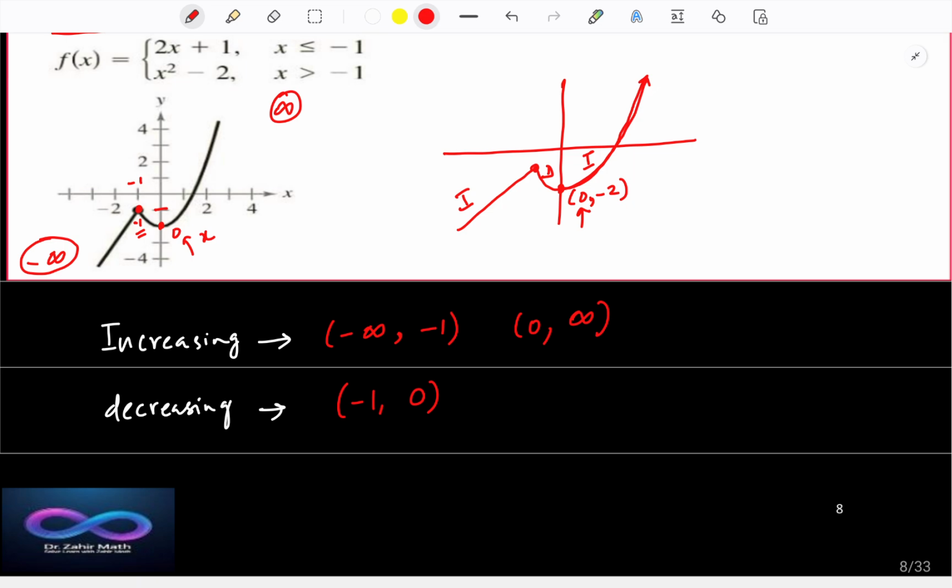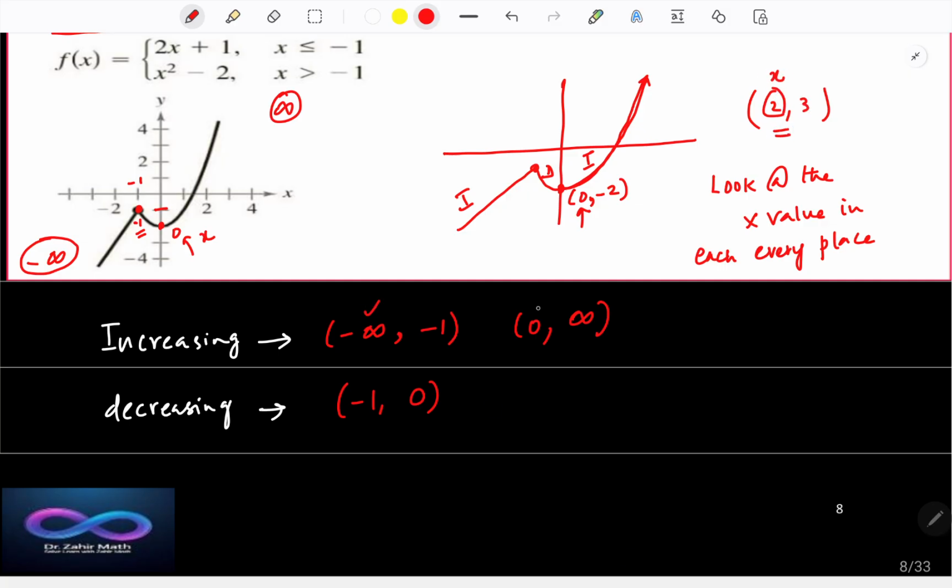So easy. Again, I'm saying, look at the x value. In each and every place, you look at the x value. X value means, look here, this is the point 2, comma 3. This is called x value. Always you look into the x value for this. Keep in your mind.